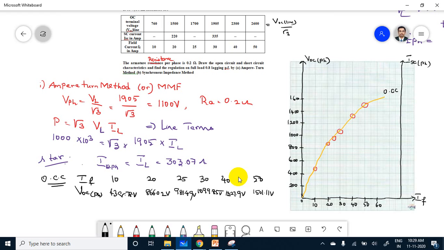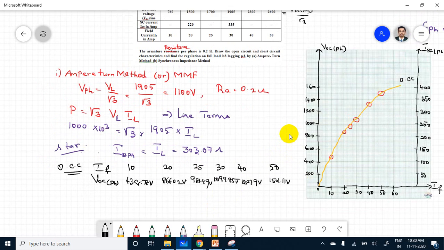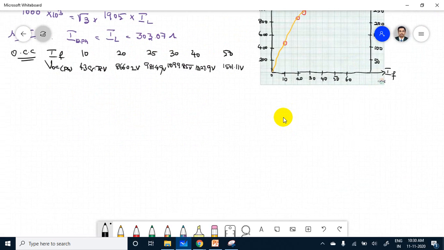So better I am fixing the scale: 50, 100, 150, 200, 250, 300, 350, 400.